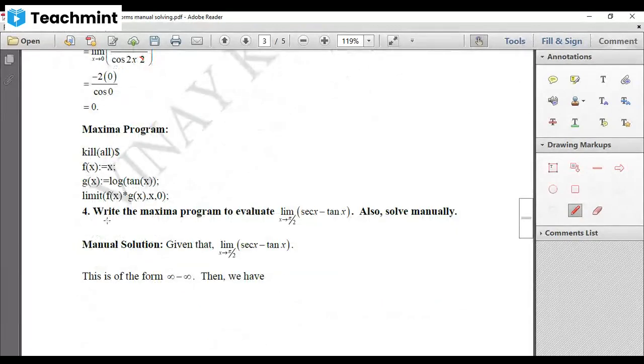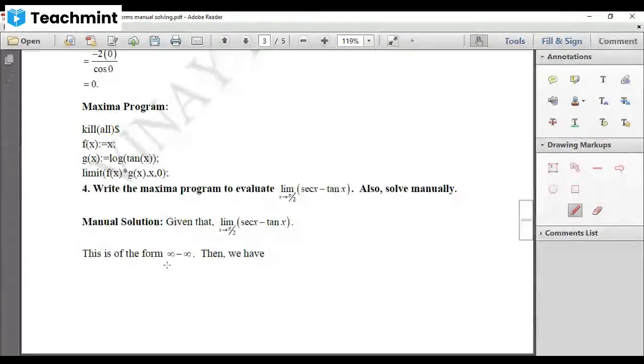Now let's see the next one. Write the Maxima program to evaluate the limit as x tends to pi by 2 of secant x minus tan x, and also solve manually. Now see here, you are having secant x minus tan x. If you put x equal to pi by 2, you will get secant pi by 2, which is 1 by cos pi by 2, and cos pi by 2 is 0. So 1 by 0 is infinity, and tan pi by 2 is infinity. So this is of the form infinity minus infinity.